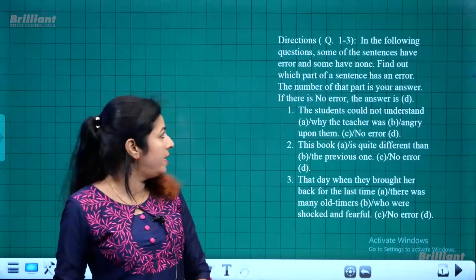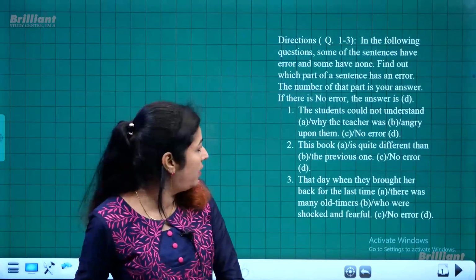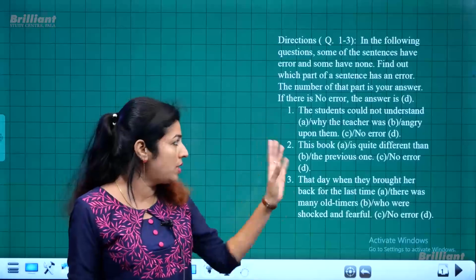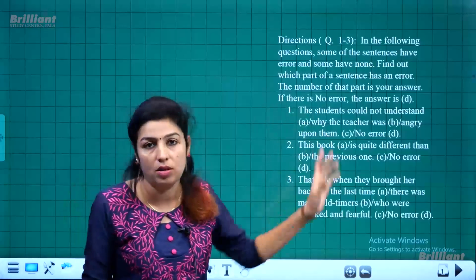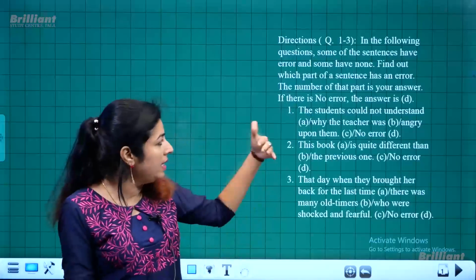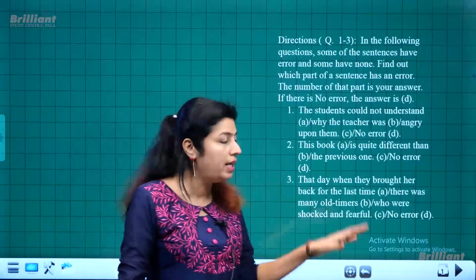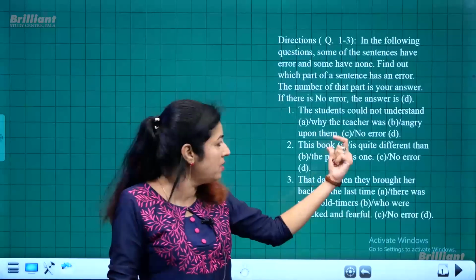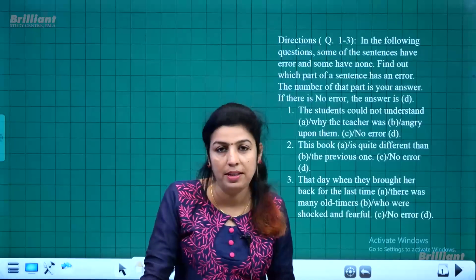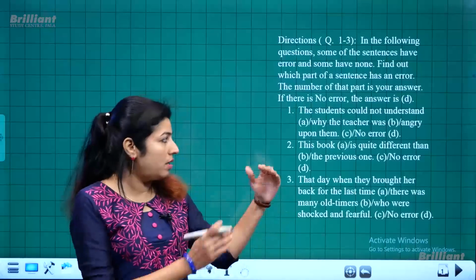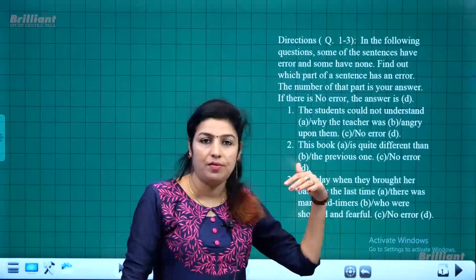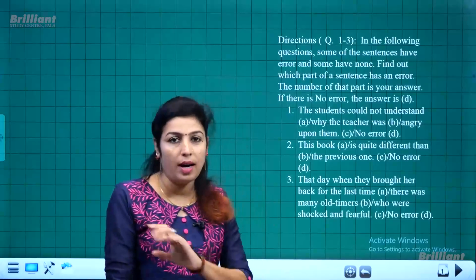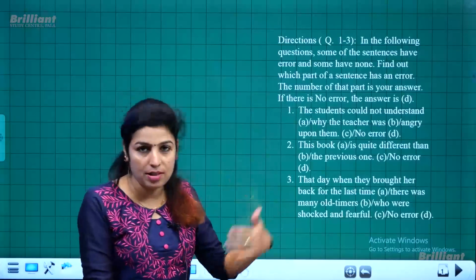Let us start with the first set of questions where we have errors to be found, and you have to choose a part where the sentence has gone wrong. In case the sentence is absolutely correct, there is no error, you can choose the last option, that means no error, that is option number D. Once again, if there is no error in the sentence, you have to choose the last option, or else you have to choose the part which has gone wrong.